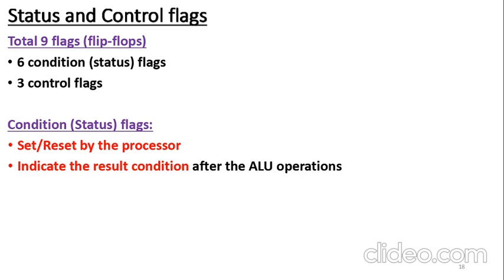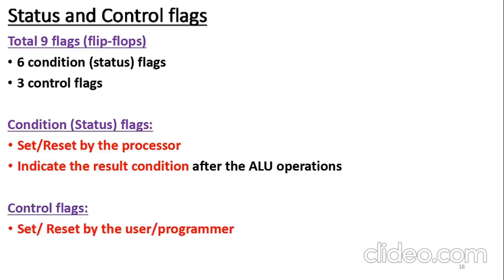Similarly, whenever we perform a subtraction of say 10 minus 12, the result is minus 2, negative. So another flag bit, the sign flag bit, is set to 1, indicating that the result generated after this arithmetic operation is negative. So like that, there are 6 condition flags which are defined. We will see them in the forthcoming discussion.